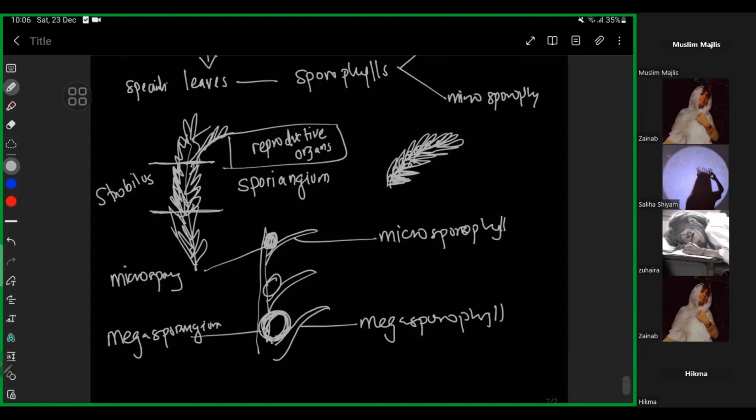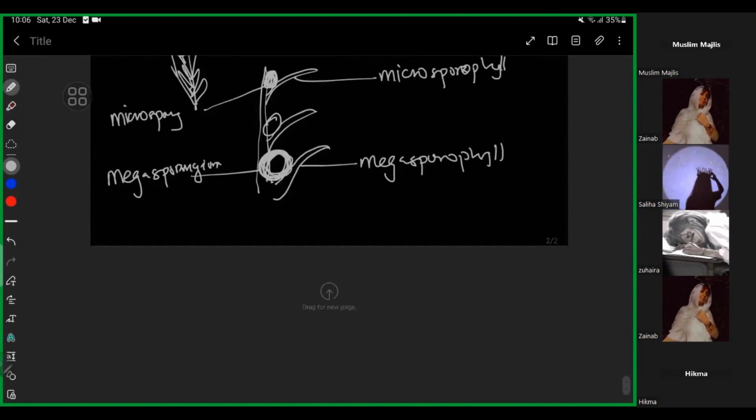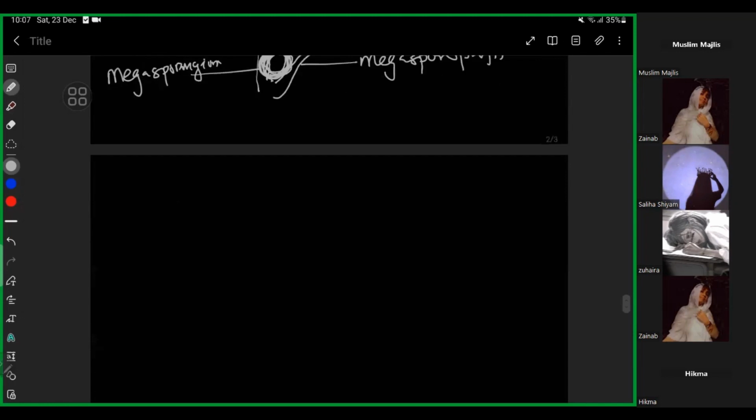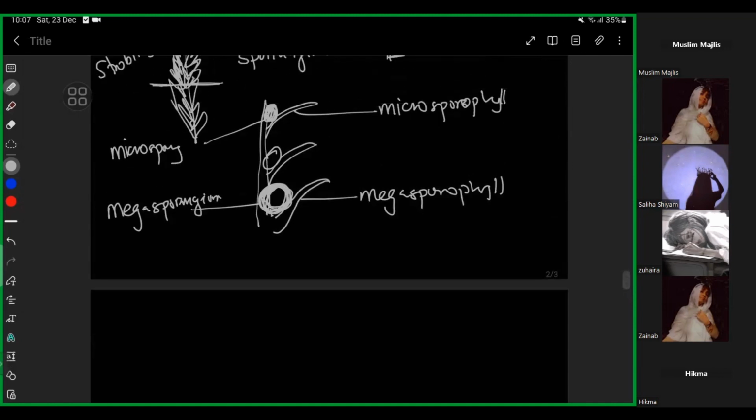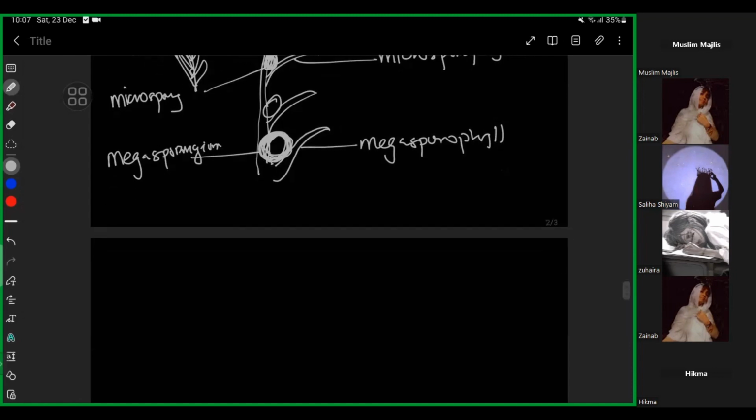Now, these are the structures which produce the spores, right? Usually, in the previous cases, we have only one type of sporophyll, which means it's uniform. We cannot differentiate who's male and who's female. But in Selaginella, we have two types of sporangia, and the two types of sporangia produce two types of spores. The microsporangium produces microspores. They are numerous.